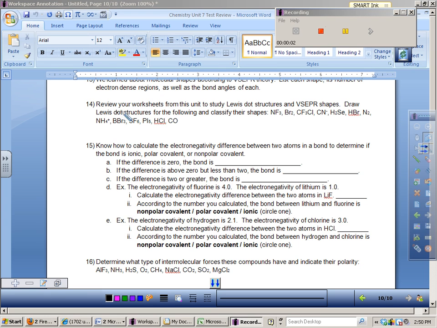All right, for number 15 here, we're looking at how to calculate electronegativity difference. So for these, we're going to have to look up values using your electronegativity chart, and we will provide that for you on the test. If the difference between the two atoms is 0, we know the bond is nonpolar covalent.